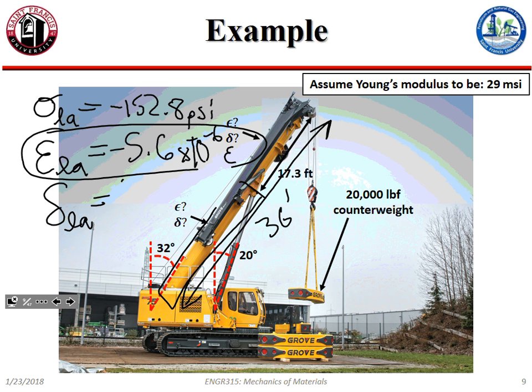Okay. So we have this strain on the bottom part of the arm, which is 18.7 feet long. So if we multiply those two together, we should get our deformation. Any questions on that?